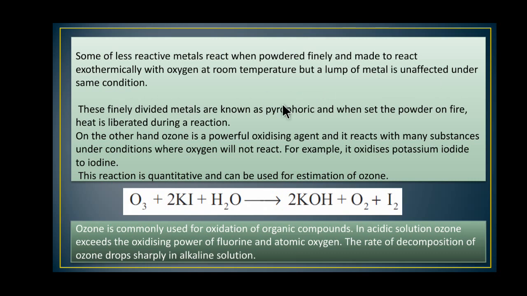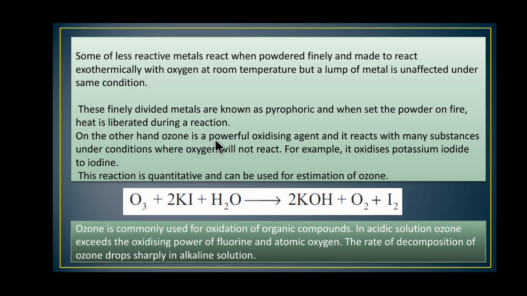Is it clear? And these finely divided metals are known as pyrophoric. What is pyrophoric? It is a substance that ignites spontaneously. What is pyro? Just note it. It is a substance that ignites spontaneously. It is called pyrophoric. When the powder is set on fire, heat is liberated during this reaction. That's why it is called exothermic.